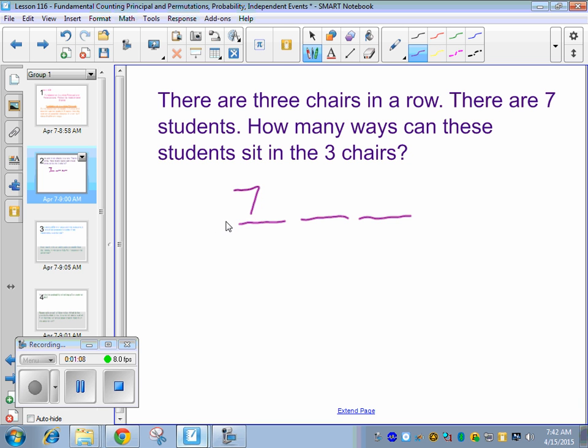So someone sat down. Now how many people can sit in the second chair? 6. Now 2 people have already sat down, so how many choices do we have for the third chair? It's just 7 times 6 times 5. It's always 1 less because somebody sat down. So whatever that is, anybody got that? What'd you get? Okay, 210.